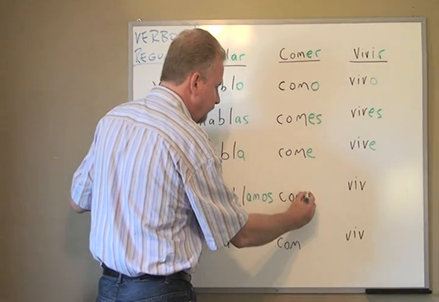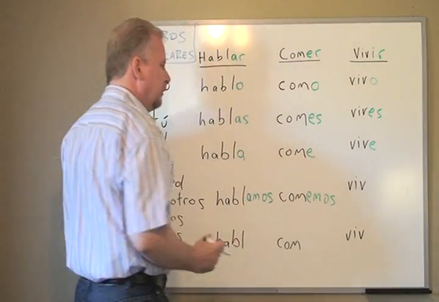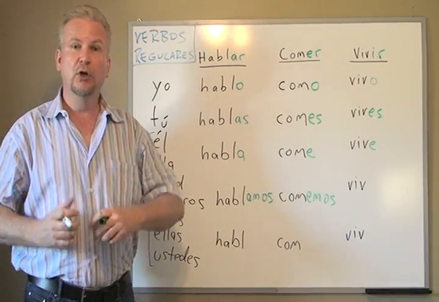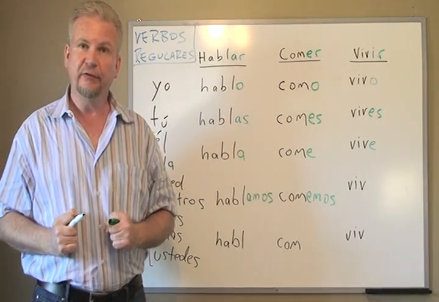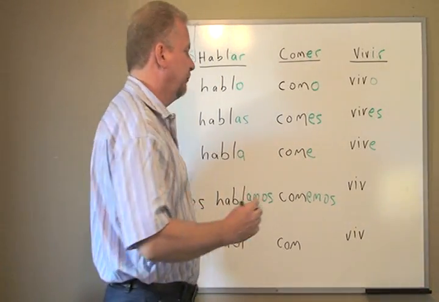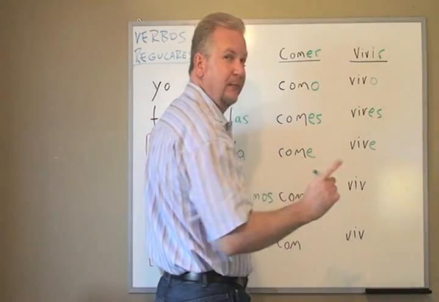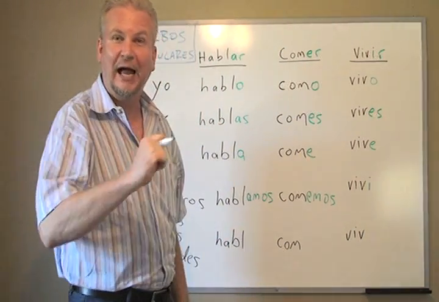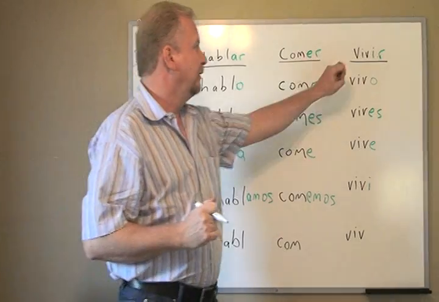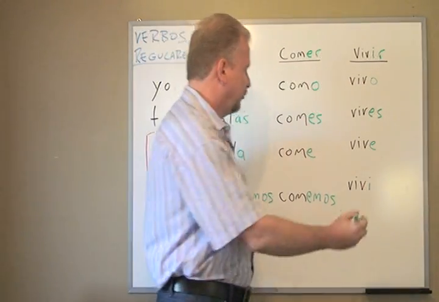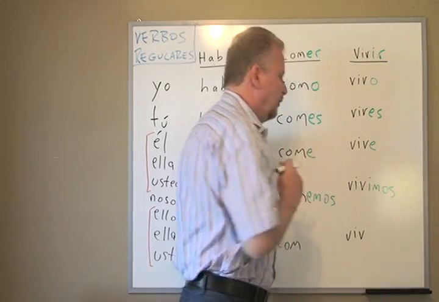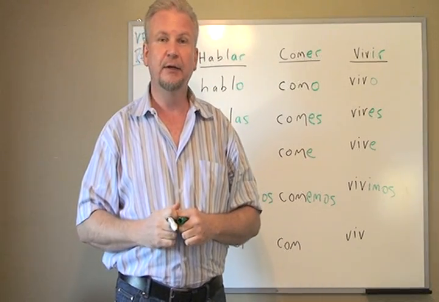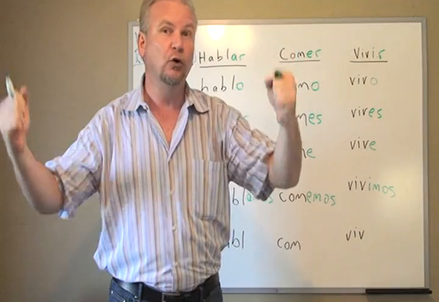The verb comer, comemos. We eat. Nosotros comemos. We eat. And the IR verb, what are we going to put here? Not an E. This is where we put the I. The only time we use an I with the IR verb is in the nosotros form. So we're going to write down nosotros vivimos en Canadá. We live in Canada. Nosotros vivimos en México. We live in Mexico.